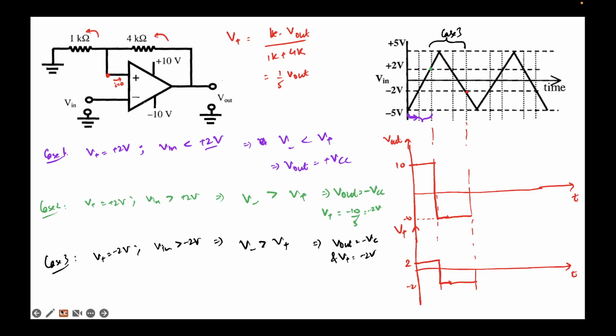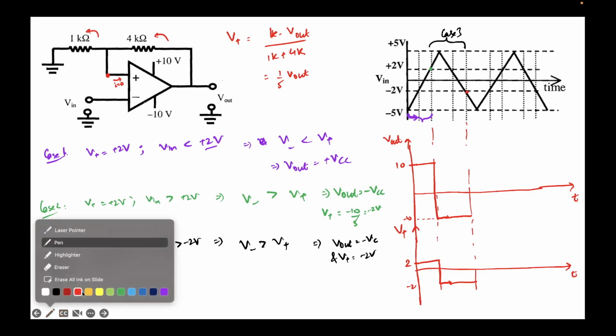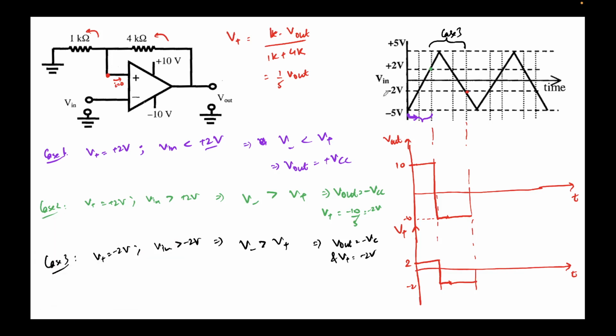So now let's consider the last case. What happens when V in crosses this threshold? I'm talking about just over here, just when it has crossed. This is again in purple. So in case 4, V plus continues to be minus 2 volts, as you can see in this waveform. And now V in has just become less than minus 2 volts, maybe minus 1.9, minus 1.95. So again we see V minus has become less than V plus, right?